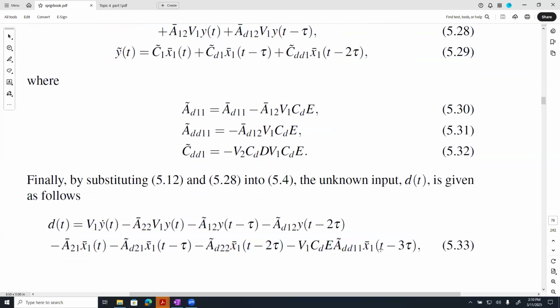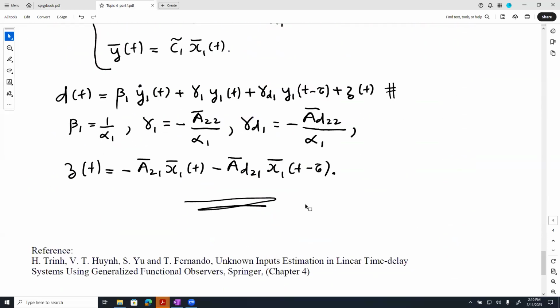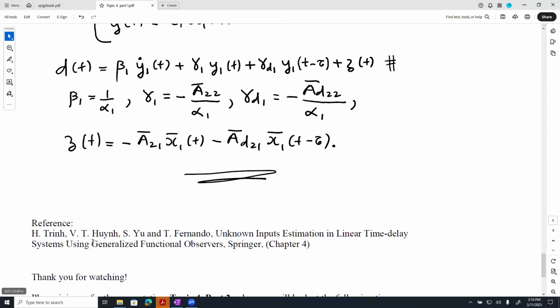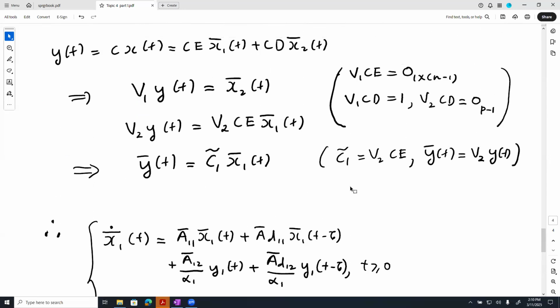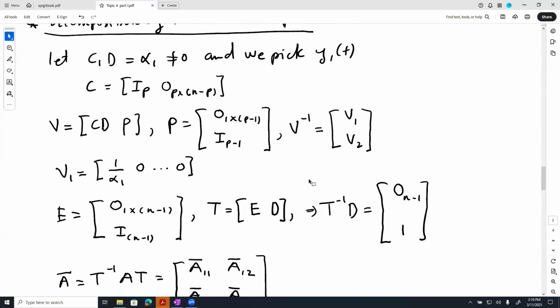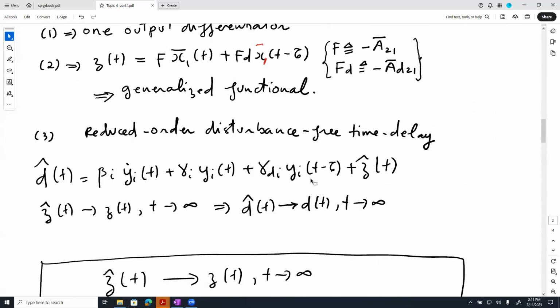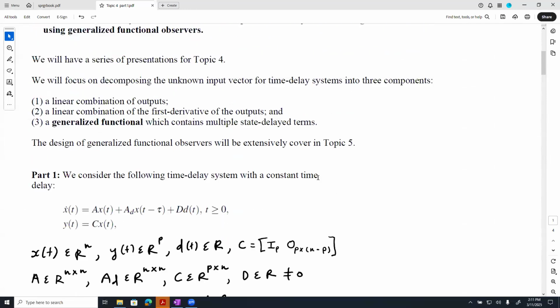And so the key, very important question is how do we design generalized functional observers to estimate generalized functionals for time delay systems with multiple delays? Okay, so this is just a taste of what is to come in the next series of presentations for topic 4.